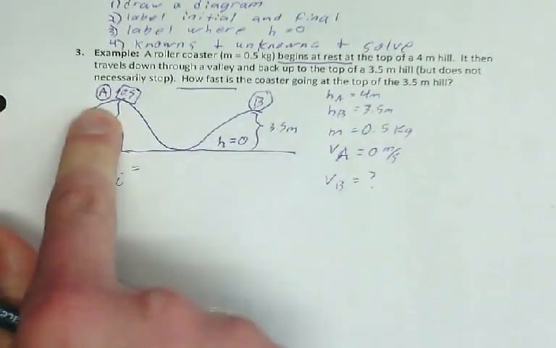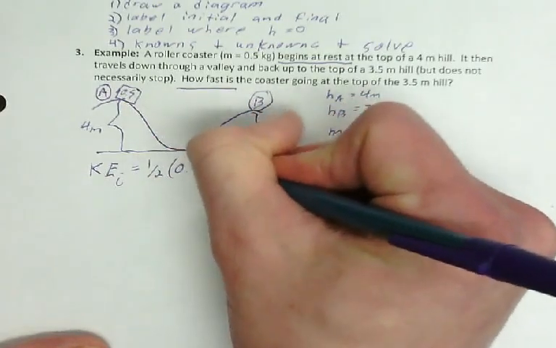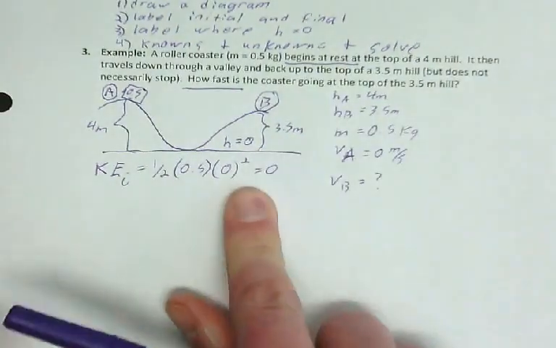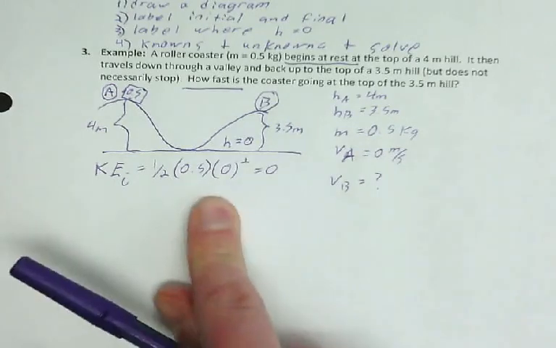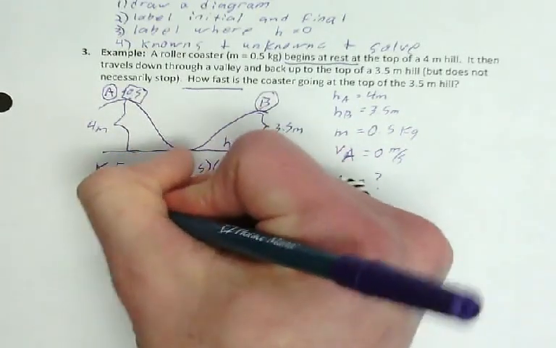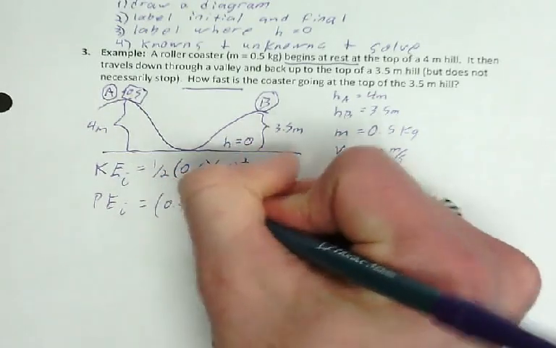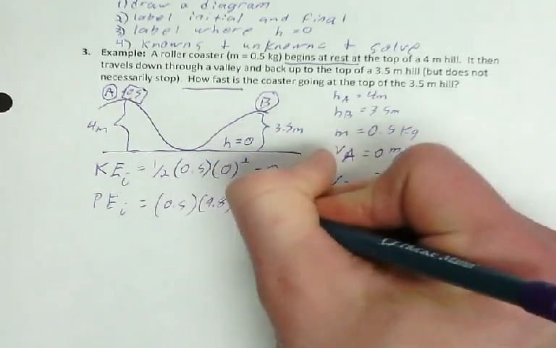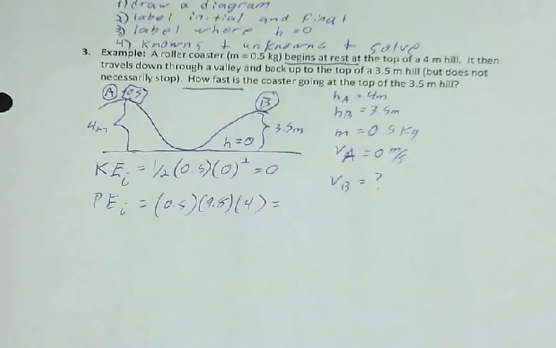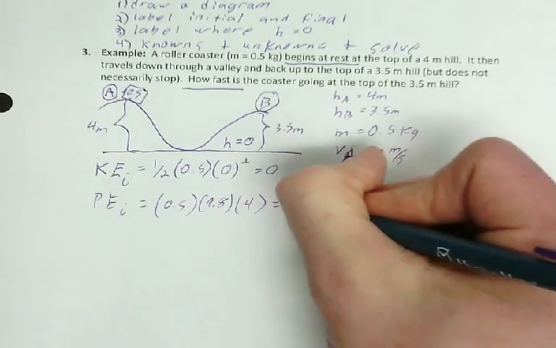So the kinetic energy initial is going to be the kinetic at A. So that's 1/2 mv squared, which is 0. The velocity at A is 0, so the initial kinetic energy is 0. Okay, easy enough. Potential energy at A, so the initial potential energy is mgh, so 0.5 times 9.8 times 4. So when I plug those in and solve, half of 9.8 is 4.9. 4.9 times 4 is 19.6.